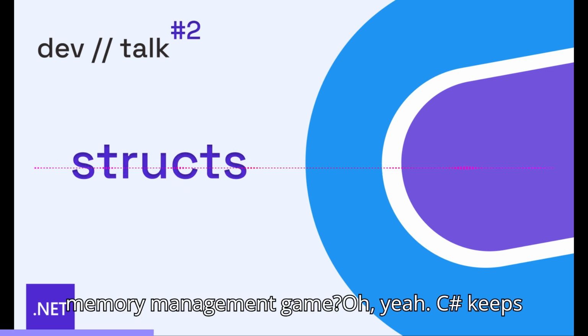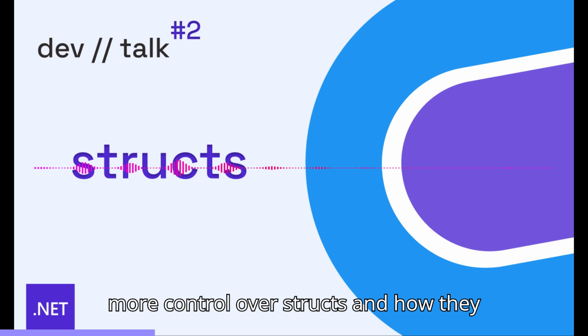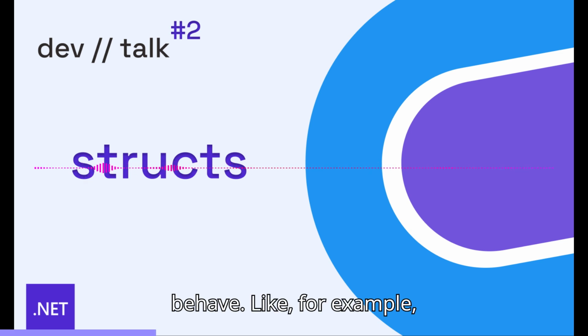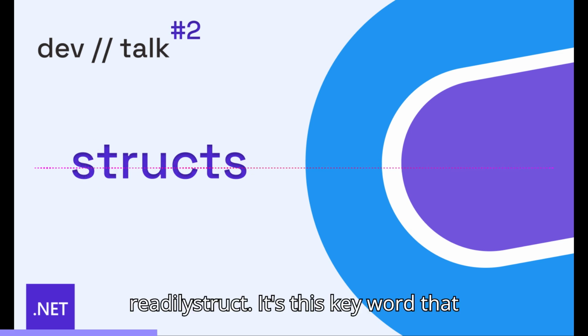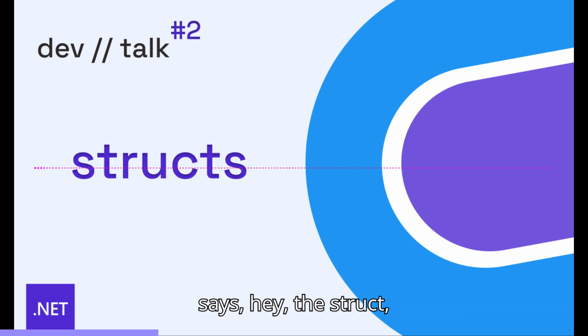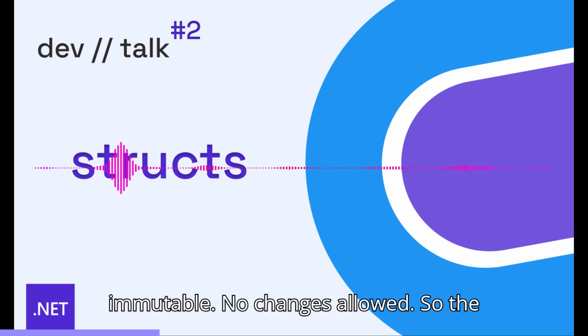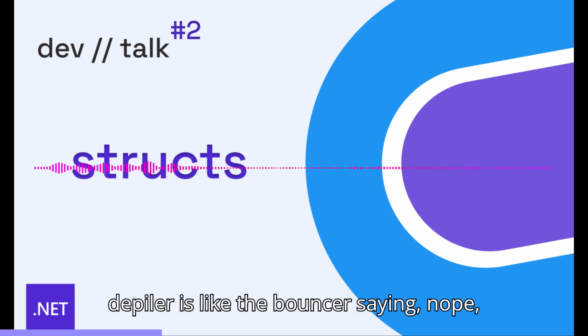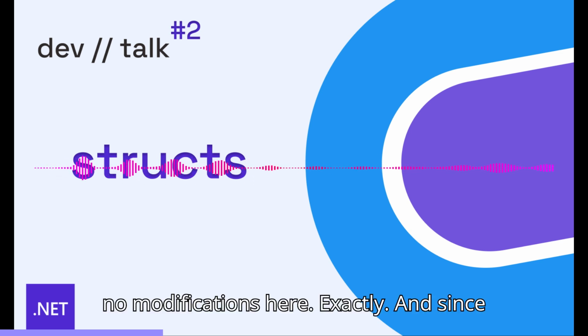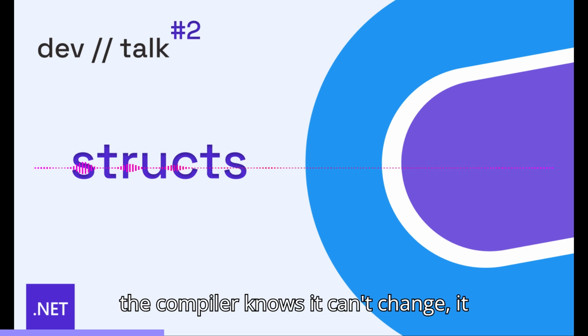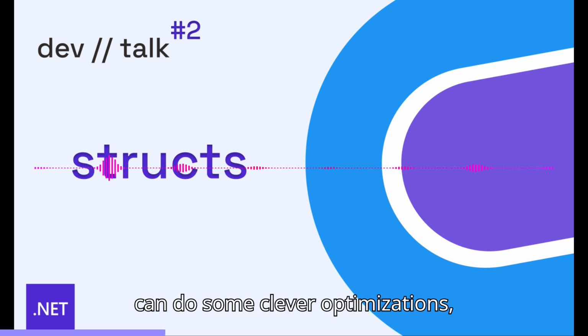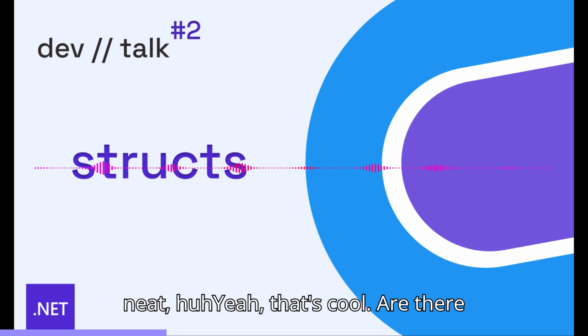Oh yeah, C# keeps getting better. And it keeps giving us more control over structs and how they behave. Like, for example, readonly struct. It's this keyword that says, hey, the struct is immutable, no changes allowed. So the compiler's like the bouncer saying, nope, no modifications here. Exactly. And since the compiler knows it can't change, it can do some clever optimizations, potentially boosting performance. Pretty neat, huh? Yeah, that's cool.